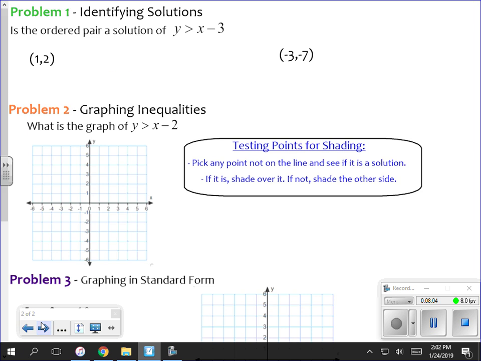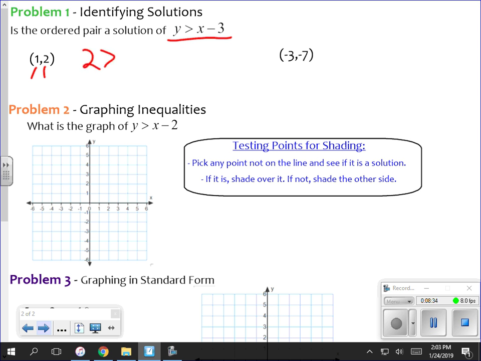Now, a couple of parts that are going to help you a little bit with your homework. Okay? First one, identifying solutions. Sometimes you have an inequality and you're given an ordered pair, and you're asked, does this work or not? We did this with equalities. You do this with inequalities. You just take the x and y and plug them in. Take my x, take my y, plug in my equation.